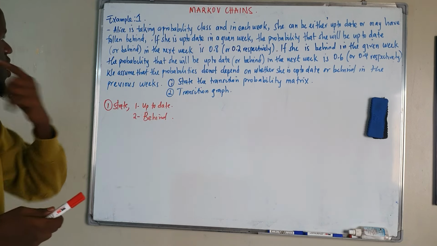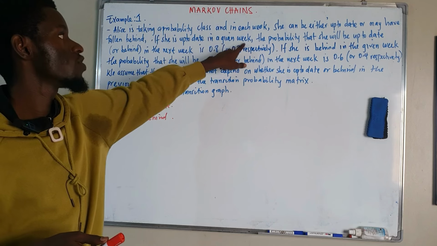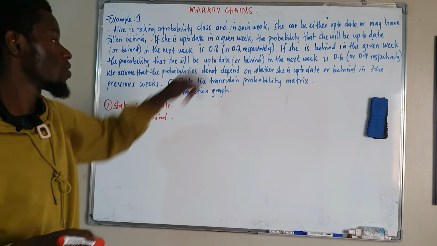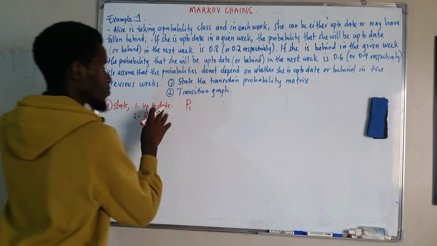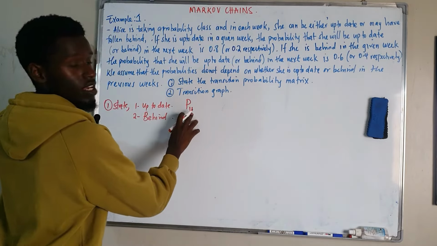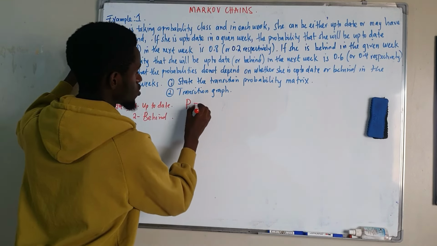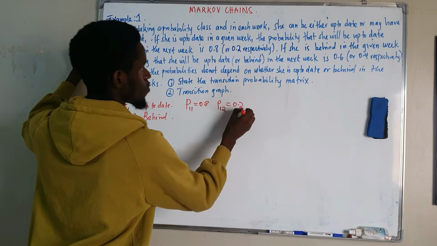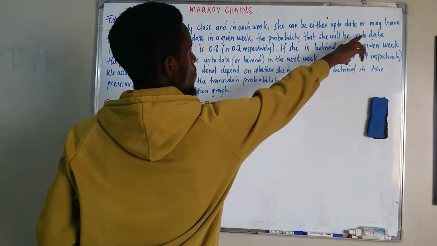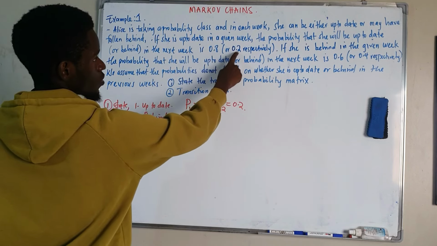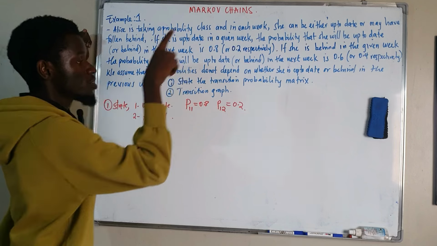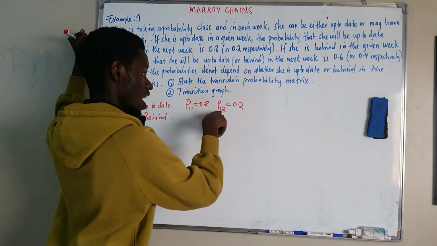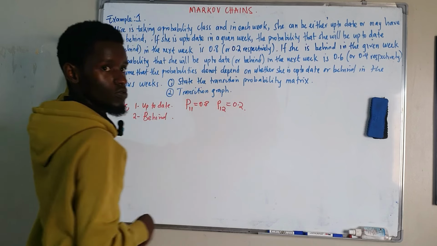Now, the given probability is that if she is up to date in a given week, the probability that she will be up to date or behind in the next week is 0.8 and 0.2. This means the probability of being up to date in the first week and being up to date in the following week is 0.8. And the probability of being up to date and then being behind in the second week is 0.2. The probability of her being up to date in the first week and being up to date in the next week is 0.8, and the probability of her being up to date in the first week and being behind in the second week is 0.2. I think we are together.